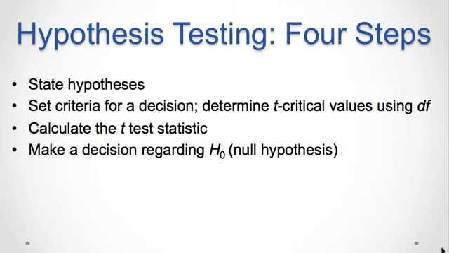The hypothesis testing steps for the t-test are almost the same as they were for the z-test. So: 1. State hypotheses. 2. Set criteria for a decision and determine t-critical value using degrees of freedom. 3. Calculate t-test statistic. And 4. Make a decision regarding the null hypothesis. In the next video, we will discuss effect size and assumptions for one-sample t-statistic hypothesis tests.